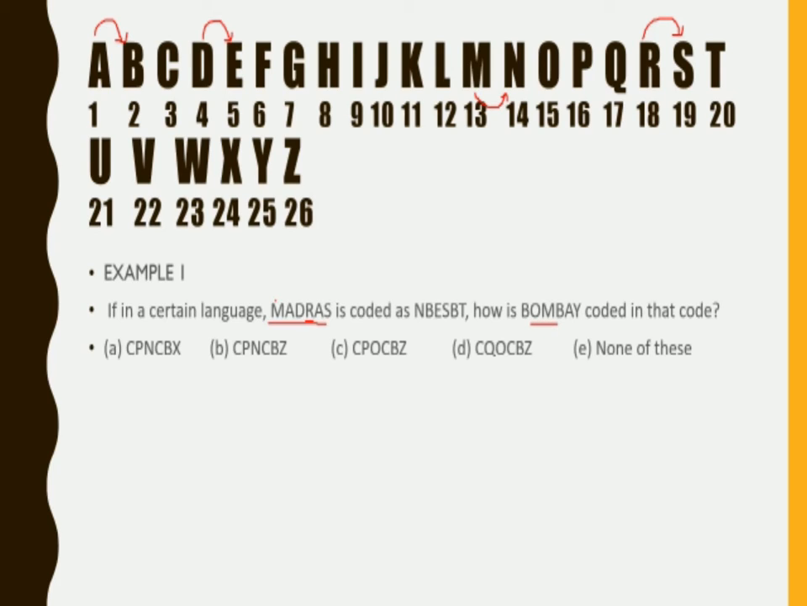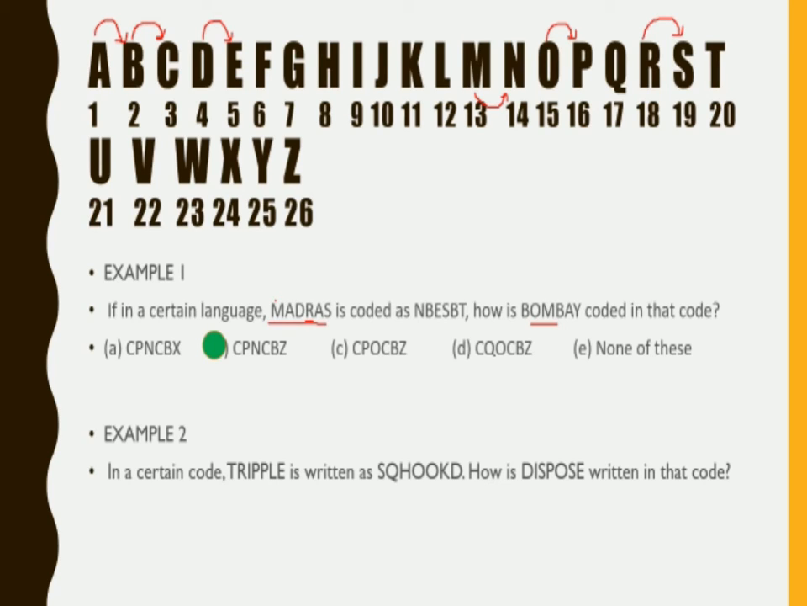Bombay has 6 letters and the first is B. For B we are replacing it with C. For O we are replacing it with P, and so on. So have you found the answer? Option B is the answer. Yes, very easy, right? Let us look at the second example.